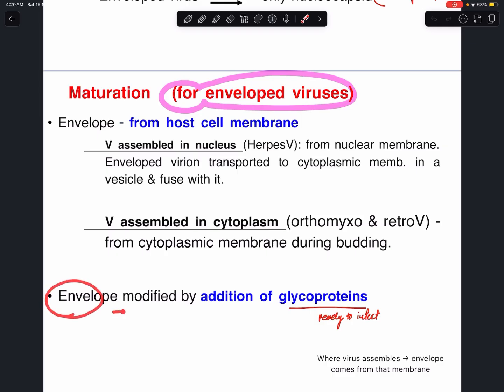Enveloped viruses are modified by adding glycoprotein. When we have glycoproteins, it can infect directly.